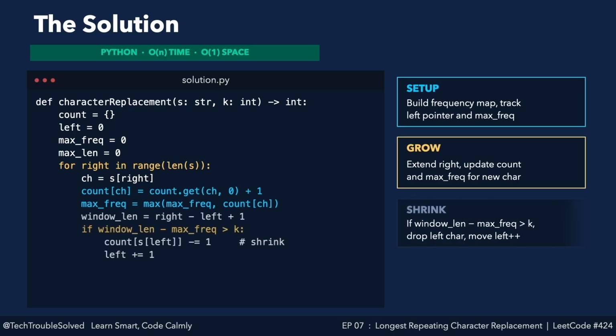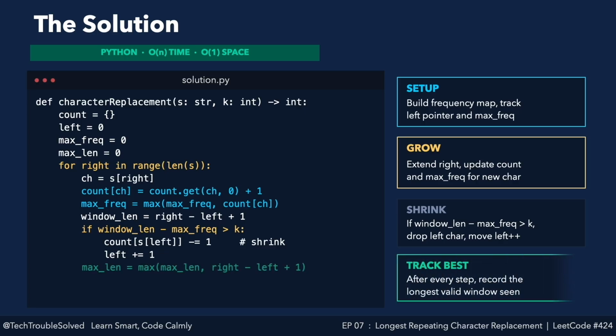Shrink. Compute window length as right minus left plus 1. If window length minus max frequency is greater than k, the window has too many characters that are not in the majority. We cannot fix it with what we have got. So we drop the leftmost character, decrement its count, move left forward, just one step.